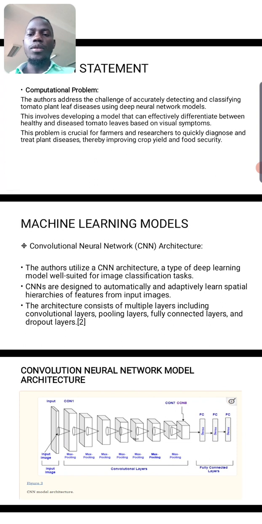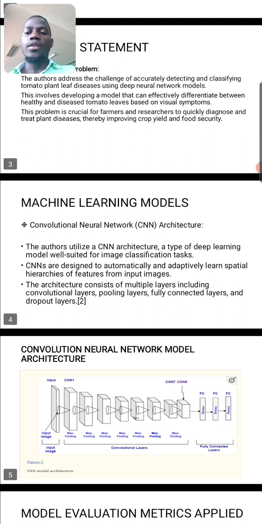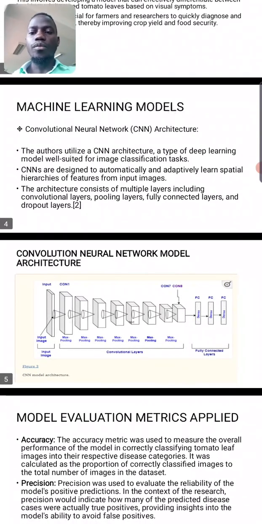So this involves a model that can effectively differentiate between healthy and diseased tomato leaves based on visual symptoms. This problem is crucial for farmers and researchers to quickly diagnose and treat plant diseases, thereby improving their crop yield and food security. So this model is able to differentiate between healthy and diseased tomato leaves, basing on the visual symptoms, that is the images.